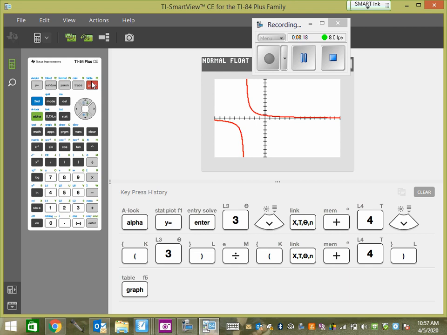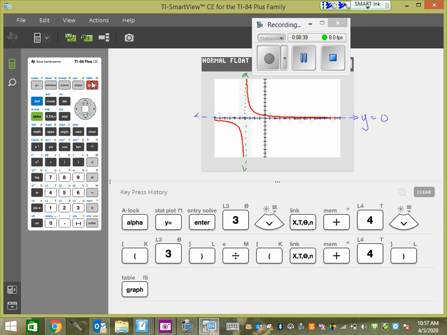Blue, red. Now I said we had a vertical asymptote at negative 4. So there's this dashed vertical asymptote at negative 4, which there is. The graph can't exist there, so my asymptote is there. And then I have a horizontal asymptote at y equals 0.